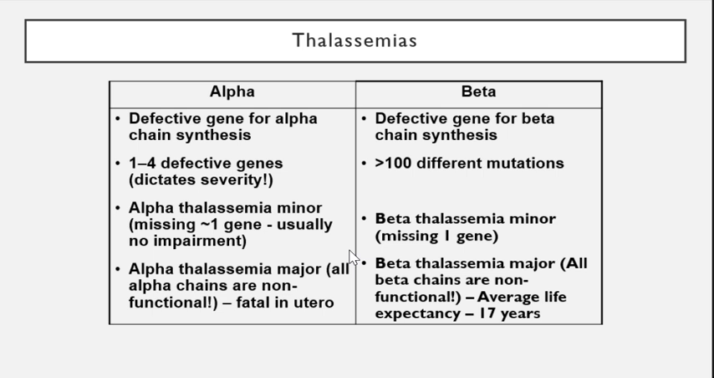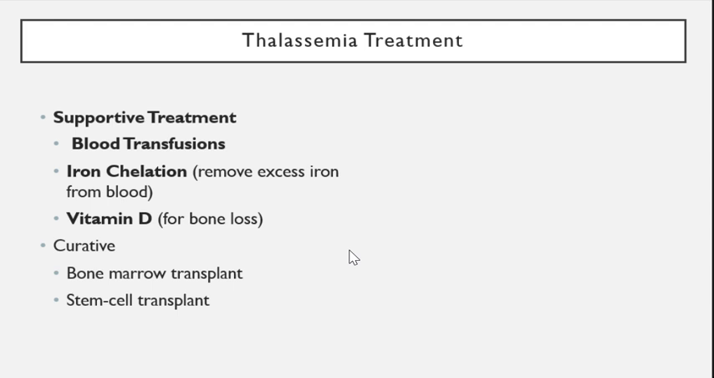So that's all alpha genes are non-functional, and it's fatal in utero. So these people don't even grow very well. With the beta chain thalassemia, you have defective genes in the beta chain synthesis. It could be a number of mutations, where you have a minor degree, you're missing just 1 gene, or you can have major, where all beta genes are non-functional. Average life is about 17. So just make sure you tell the difference between alpha and beta chain mutations.